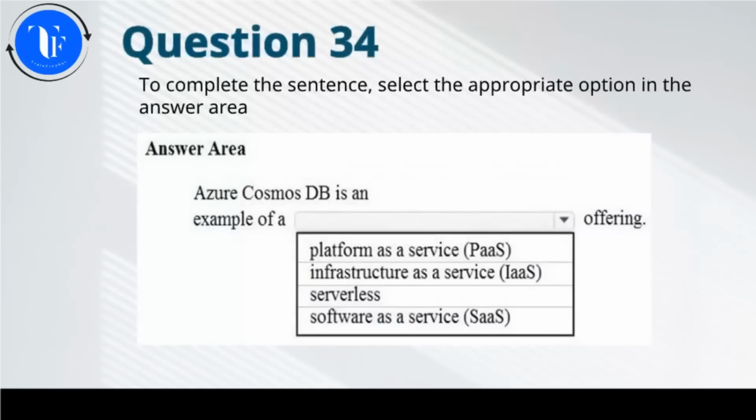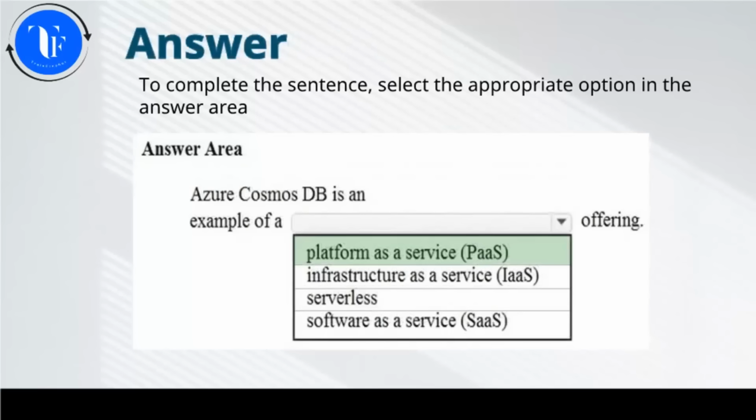Question 34. To complete the sentence, select the appropriate option in the answer area. Azure Cosmos DB is an example of offering platform as a service, infrastructure as a service, serverless, software as a service. Azure Cosmos DB is an example of a platform as a service, PaaS. It's from a cloud database provider.